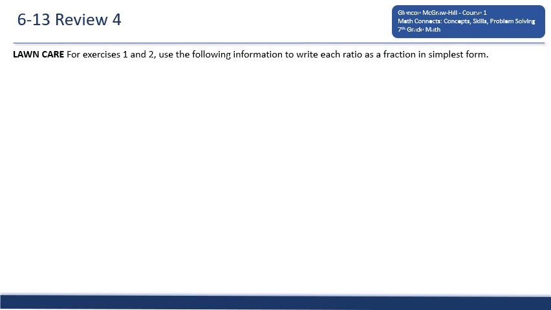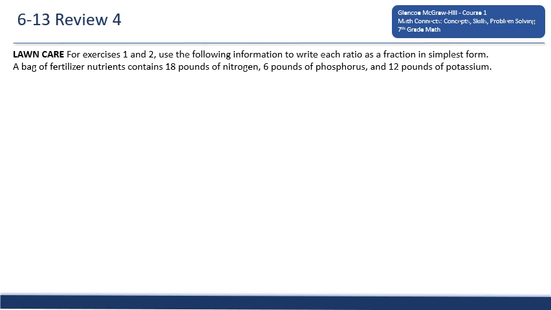Lawn care. For exercises 1 and 2, use the following information to write each ratio as a fraction in simplest form. A bag of fertilizer nutrients contains 18 pounds of nitrogen, 6 pounds of phosphorus, and 12 pounds of potassium. Number 1, nitrogen to potassium. That is 18 to 12. We'll set that up as a fraction, and we will simplify it, dividing by the greatest common factor of 6, so you get 3 over 2.